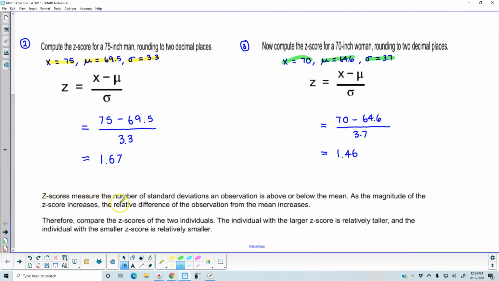Now, z-scores measure the number of standard deviations an observation is above or below the mean. As the magnitude of the z-score increases, the relative difference of the observation from the mean increases. Therefore, you're going to compare the z-scores of the two individuals. The individual with the larger z-score is relatively taller, and the individual with the smaller z-score is relatively shorter.